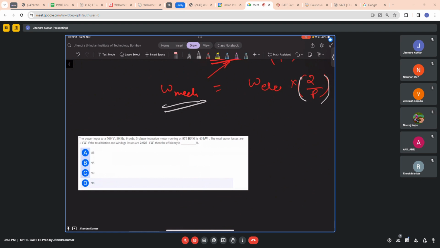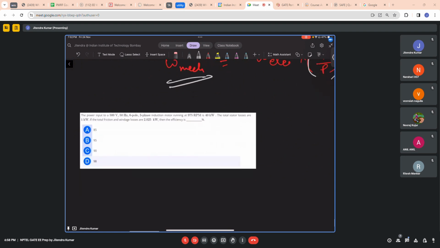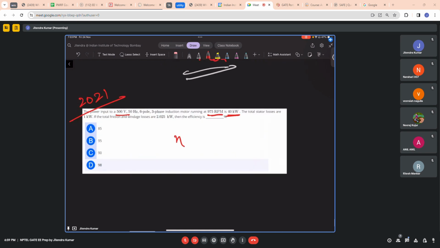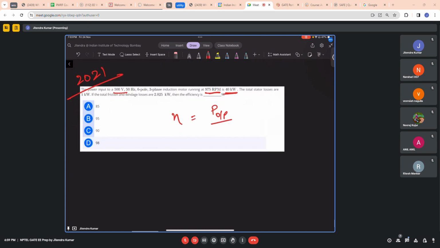So, we have discussed the power flow diagram. We have this problem. It was asked in GATE 2021, which is very recent. The power input is given, right? And that is 40 kilowatt. Rotor speed is 975 RPM, 500 volt, 50 hertz, 6 pole, 3 phase induction motor. Stator losses are given as 1 kilowatt. It includes copper loss and core loss. Friction and windage losses are 2.025 kilowatt. We need to find out the efficiency of the machine. So, efficiency means output by input.